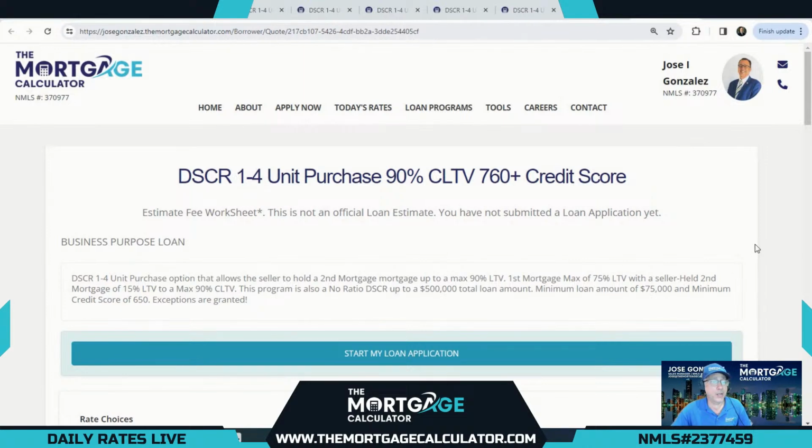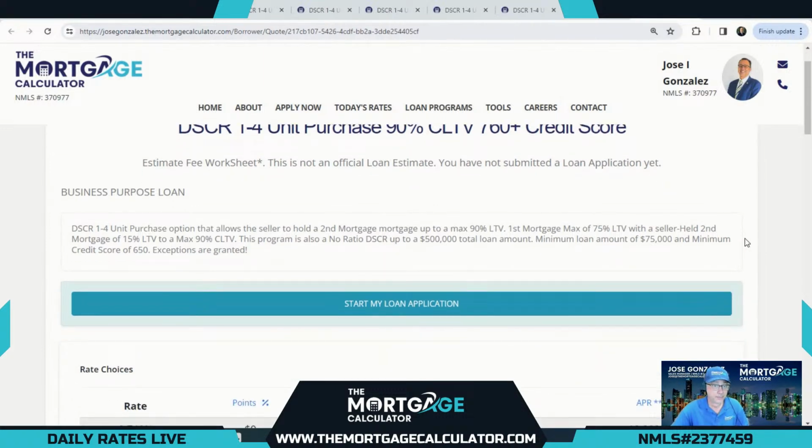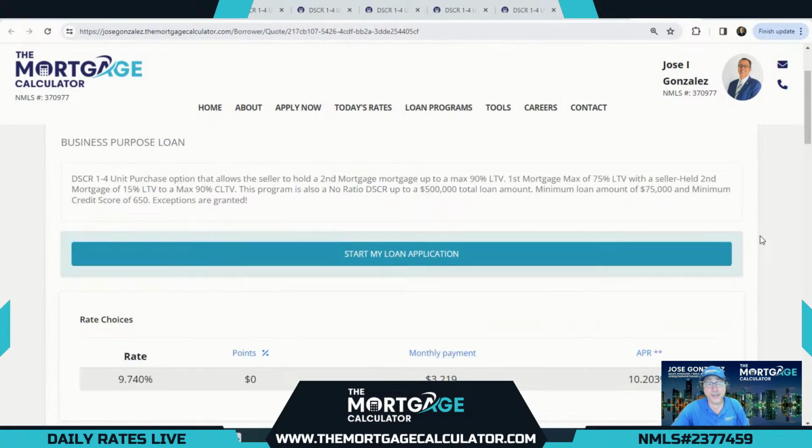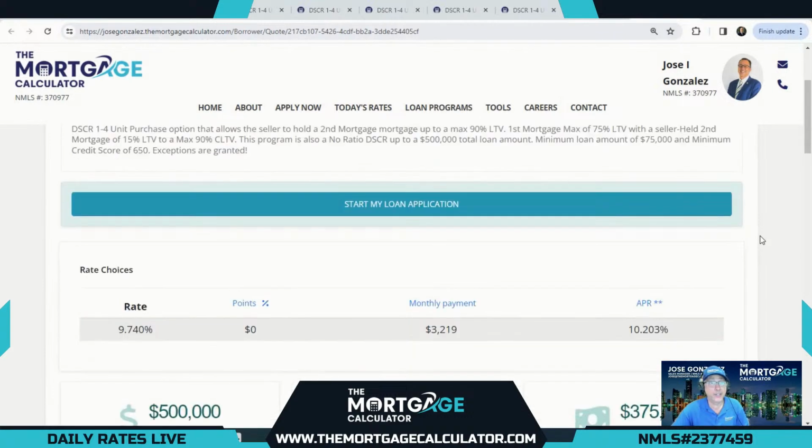Now, this is also available for 1 to 4 unit properties. And actually, with this conduit, I think you could even do this for their 5 to 8 unit properties and their 2 to 8 unit mixed use option properties as well. And remember, it's a no ratio DSCR up to $500,000 loan amount, with a minimum loan amount of $75,000 on the first and a minimum credit score of 650, and exceptions are granted.